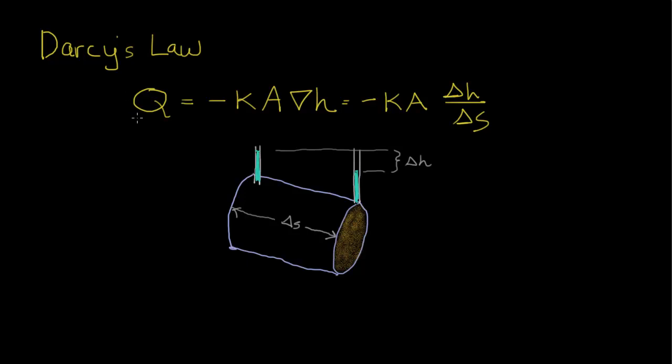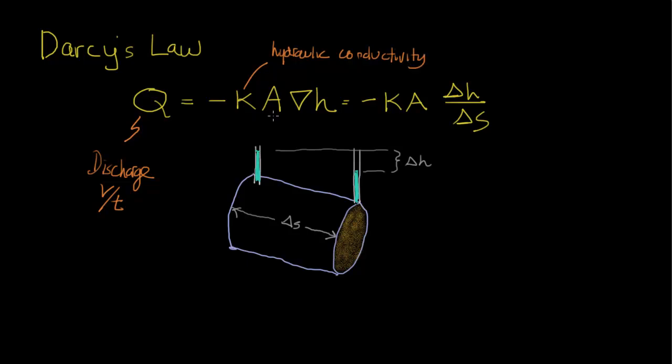So Q is the symbol that you know and love. It stands for a discharge here with the units of volume per time, so for example, gallons per hour. K is the hydraulic conductivity, and it reflects the ease with which water can flow through the porous medium.